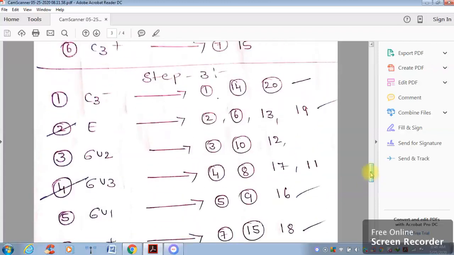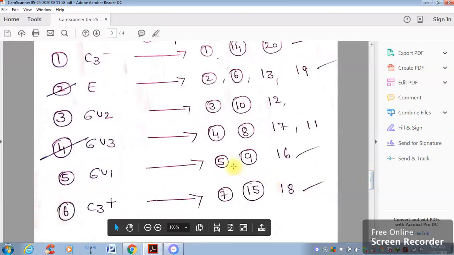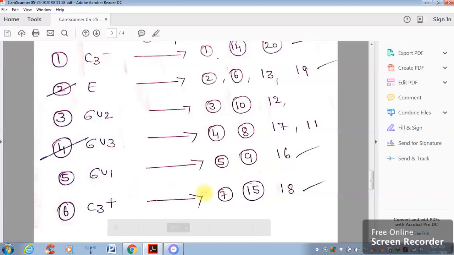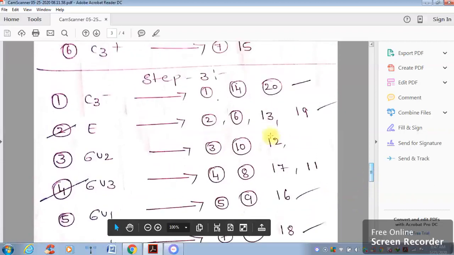You should remember these box numbers. C3 minus is present in box number 1, 14, 20. E is present in box number 2, 6, 13 and 19. Sigma V2 is present in 3, 10 and 12. Sigma V3 is present in box number 4, 8, 17 and 11. Sigma V1 is present in box number 5, 9 and 16. C3 plus is present in box number 7, 15 and 18. So you should write these symmetry elements in these respective box numbers.